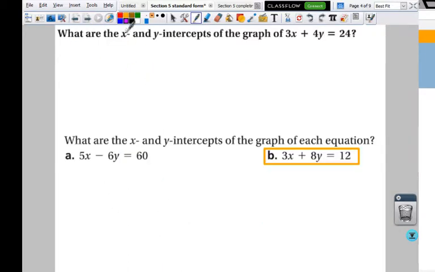If I'm going to find the x and y intercepts of 3x plus 4y equals 24, I'm going to start with my x-intercept. I'm going to ignore the y for the x-intercept, and I'm just going to go 3x equals 24. And then, Dylan, how would I solve this for x? Divide 3 by 24. Yep.